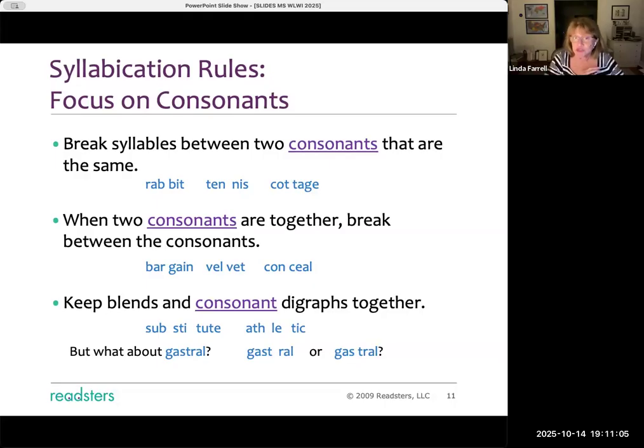Because most of the time when we teach rules about syllables, we teach rules about looking for the consonants, and you're going to break them between the consonants. So turn the page.